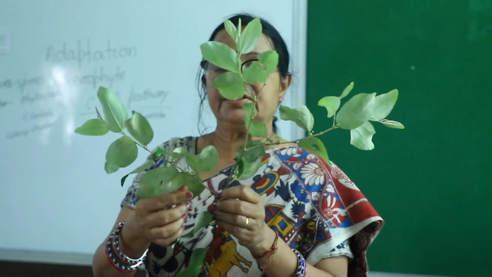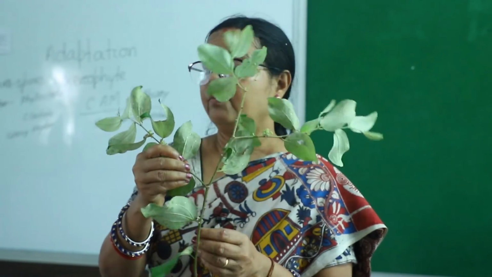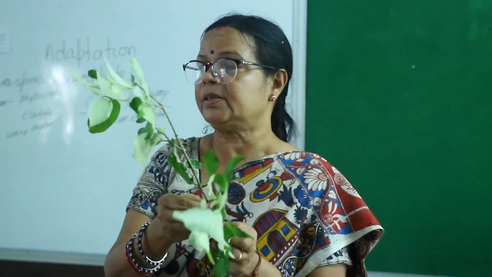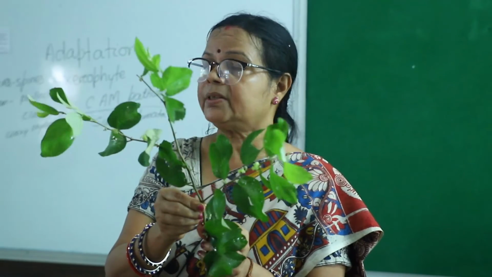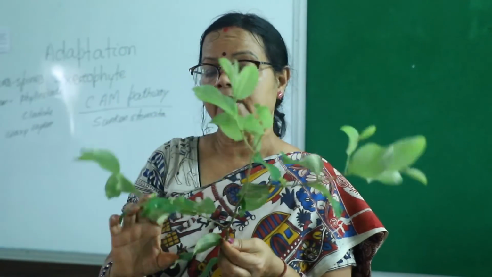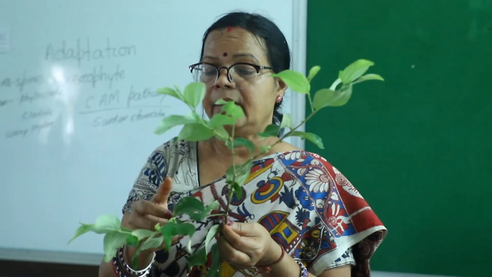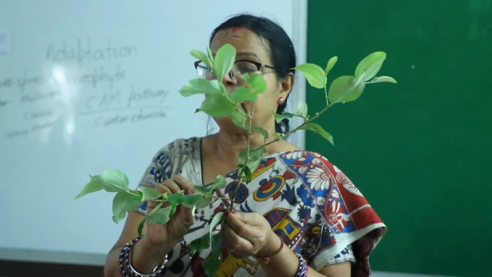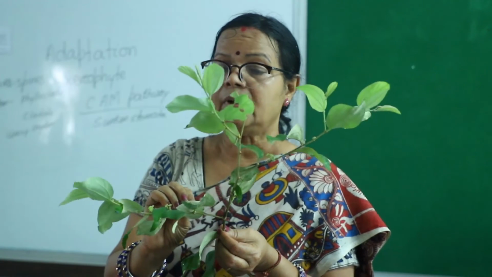Understood? So these are the adaptive features of Ziziphus. Spiny stipules are modified into spines, not only to prevent loss of water due to transpiration, but also to protect from herbivorous animals. The leaf surface has a waxy coating, and the lower surface has hair that covers the stomata and prevents loss of water due to transpiration.